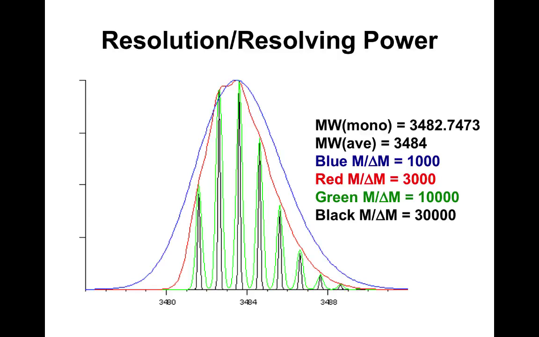And we can see with different instruments, say one would be a low resolution ion trap. Red might be a slightly higher resolution linear ion trap. Green might be typical of a Q-TOF, and black would be typical of an Orbitrap or an FTICR instrument. So quite a difference in terms of the peaks and resolution that you can see.